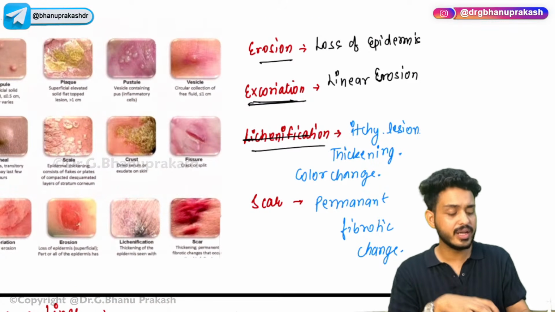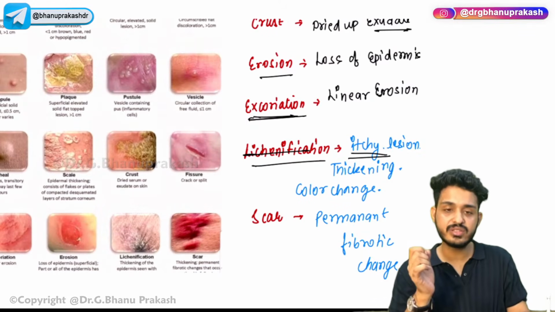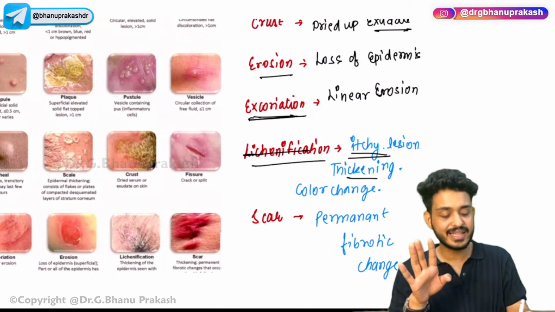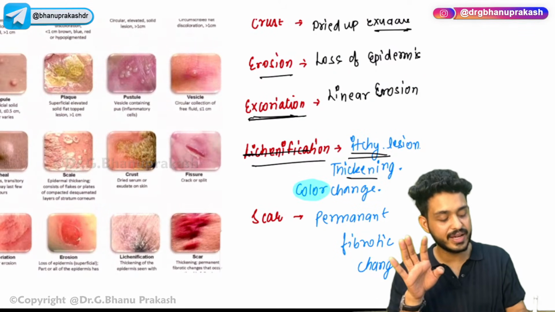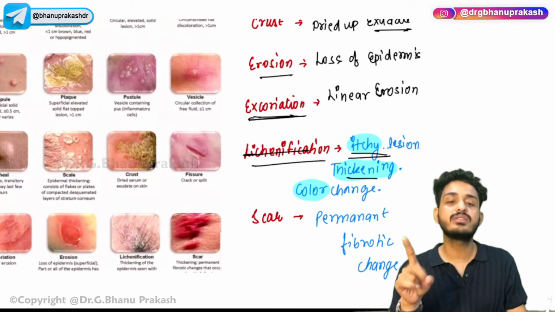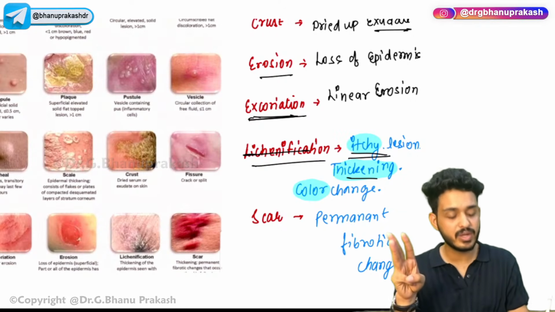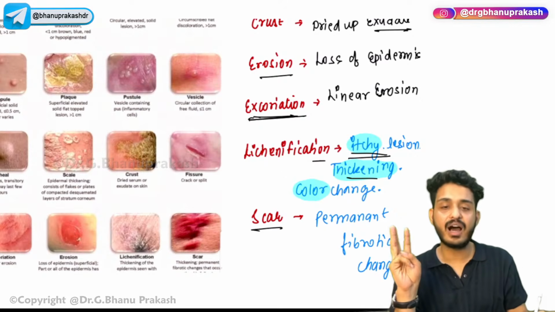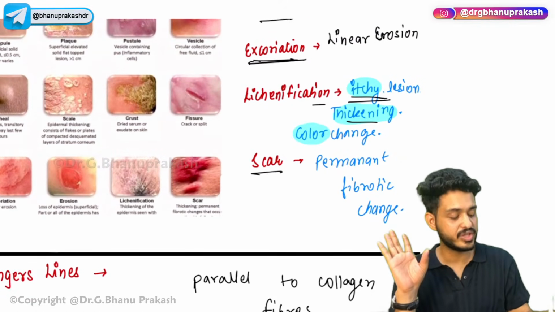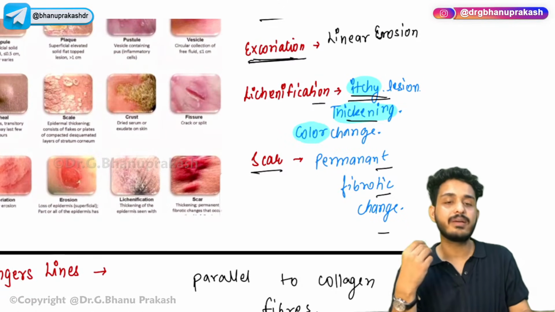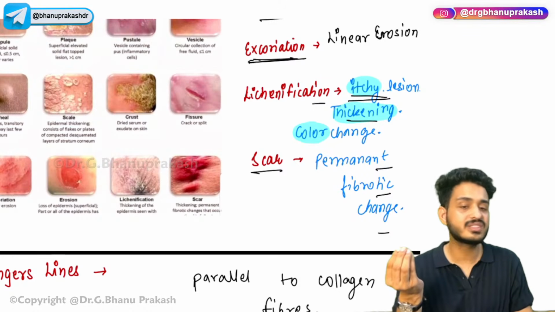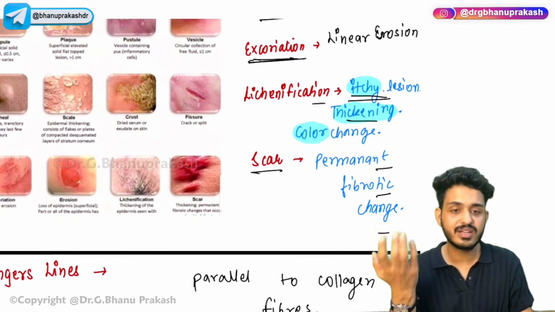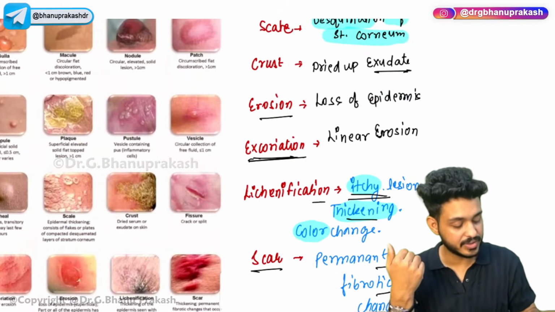Lichenification, very important. It will be having some itchy lesions. Along with that, you will be finding thickening, and very important, you will be finding color change. Itchy lesion, thickening, color change, that would be your lichenification. Next we are having scar. Scar is a permanent fibrotic change. You will be finding keloid scar. You will be studying it in surgery. For keloid prevention, what are you giving? Try to answer in the chat box, guys.